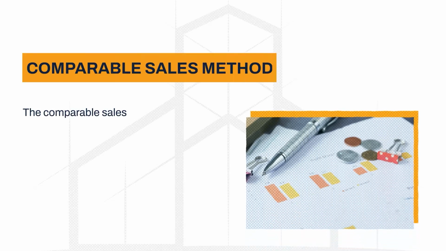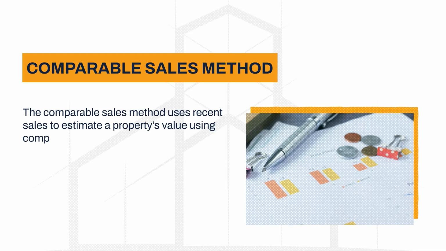Comparable sales method. The comparable sales method uses recent sales to estimate a property's value using comparable properties. The usual time frame is the past 6 months, however it can be longer if it's a regional area or there's been no big changes in cap rate. As it can be tricky to find properties yourself, you can pay a valuer to assist you and do a short form valuation, where they'll inspect the property and compare it to recent sales in the area.